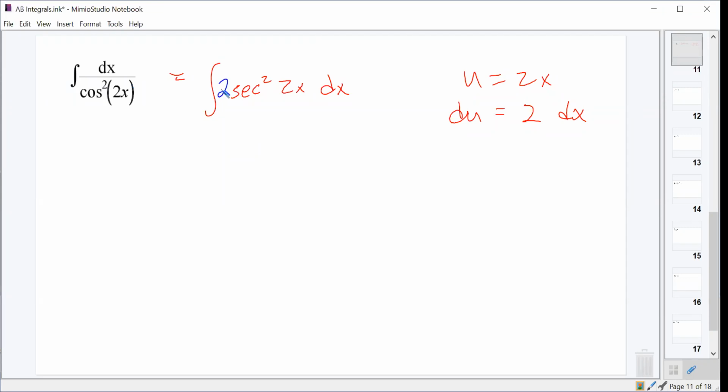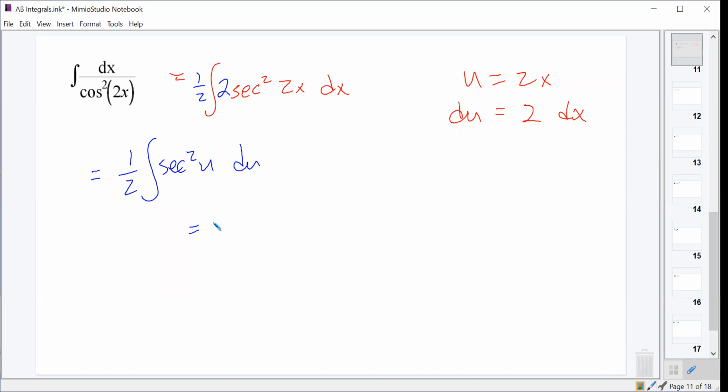And how do we cancel out that 2? Multiply the whole thing by 1/2. So we'll put that outside. So now we have 1/2 of an integral of secant squared u. Secant squared 2x is secant squared u. And then the 2 dx is just du. 1/2 of the integral of secant squared u du. Everybody good there with that?